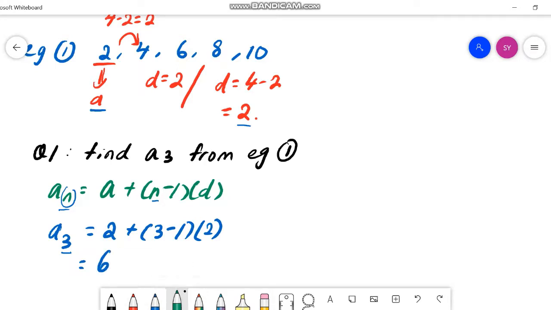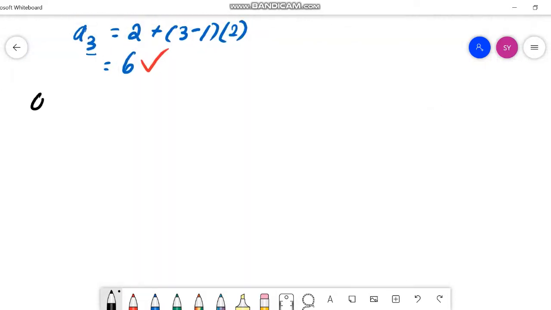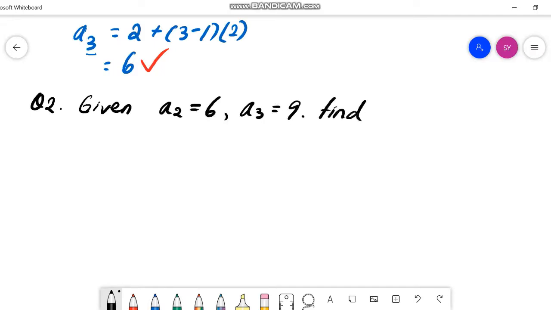So we are checking back the answer whether it's correct or not. We have A1 is 2, A2 is 4, and A3 is 6. So the answer is correct from the question. Now let's try another one. Question 2. Given A2 is 6, A3 is 9, find A and D.